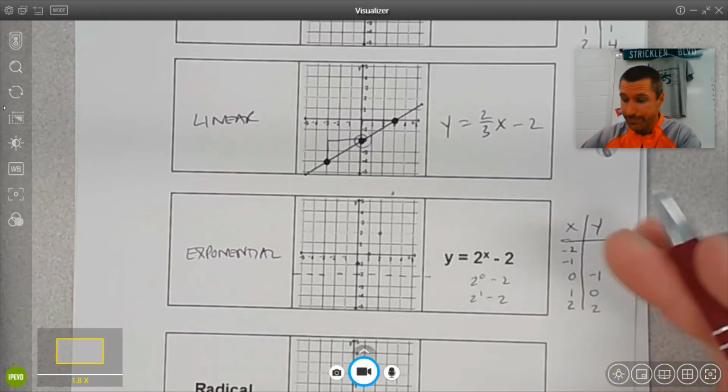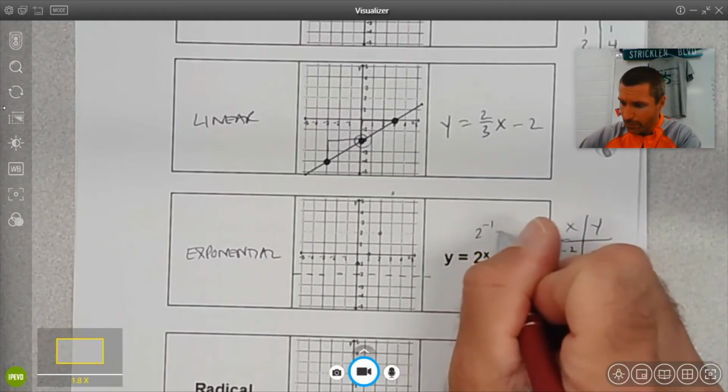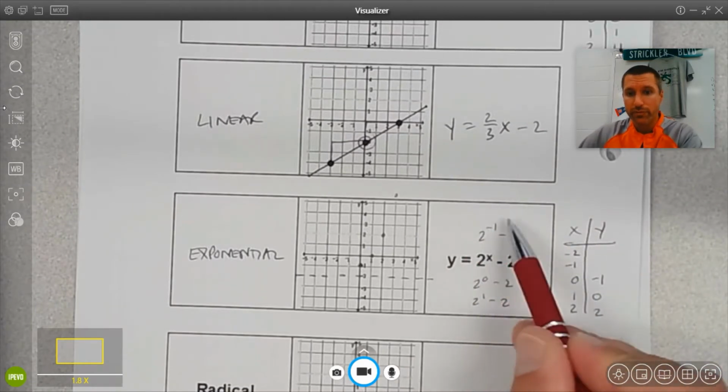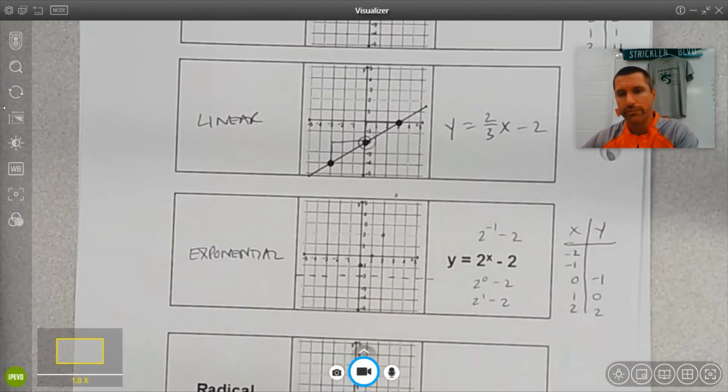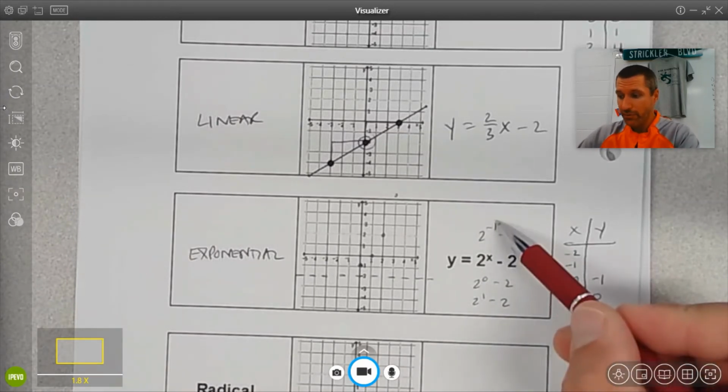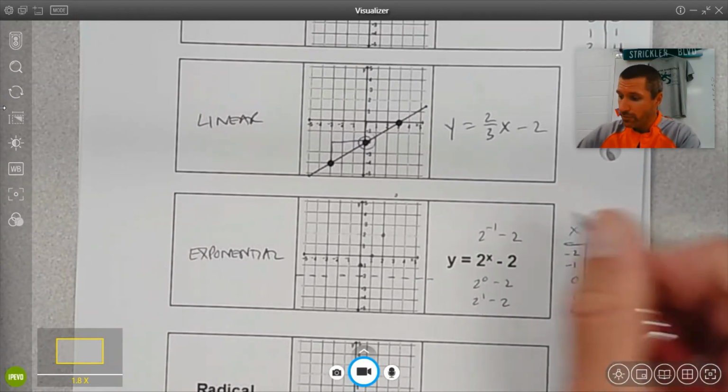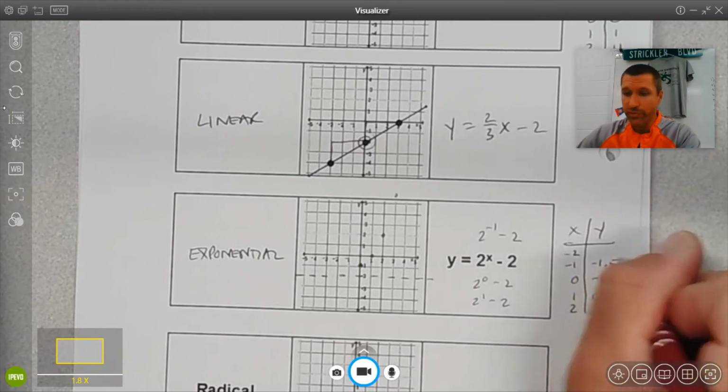So you plug in -1. I'll go up here and do that. 2 to the negative first power is a reciprocal. It's a fraction. That is 1 over 2 to the first, or 1/2. What you have here is 1/2 minus 2, which is -1.5.